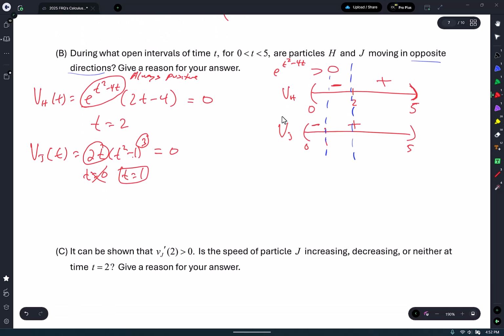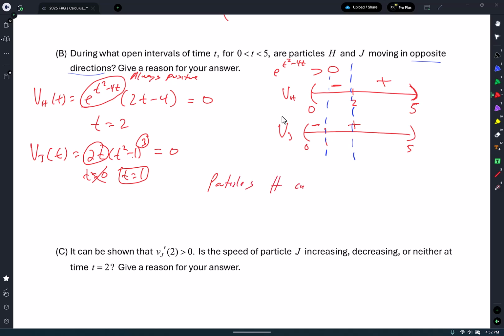So here we go. I'm going to go particles h and j. Oh, you know what? Maybe I should mention where particle h, because this is not enough. Remember, it's not enough. Like Kendrick Lamar says, it's not enough. So here we go. So I'm going to say velocity h is positive on 2 to 5. Semicolon. Velocity h is negative on 0 to 2.